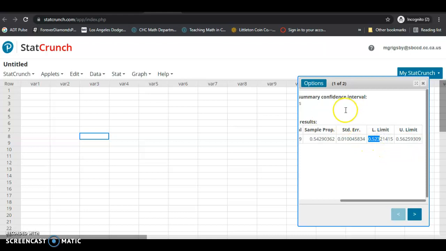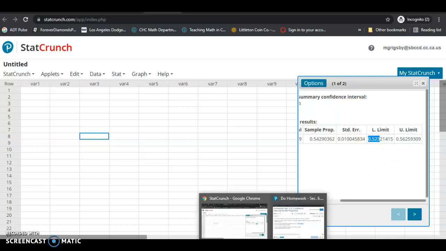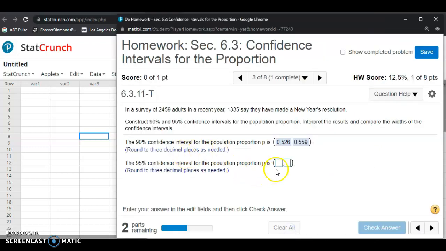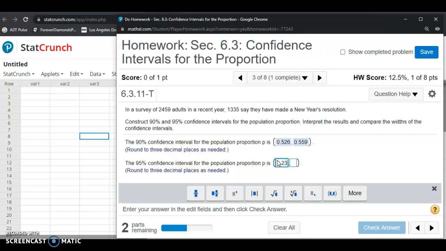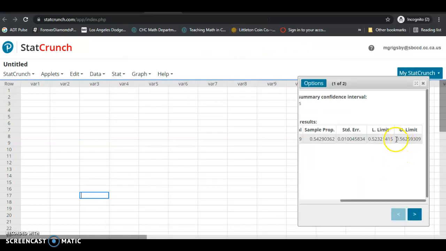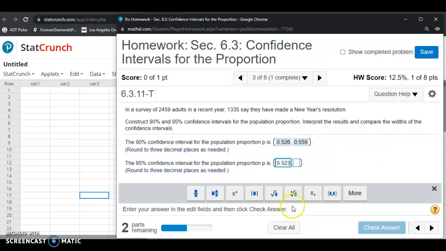For the 95% interval, the lower limit is 0.523. What you'll notice is that it's a little lower than the lower limit of the previous interval. Then the upper limit is now 0.5625, so that 2 at the end is going to get rounded up to a 3. It's 0.563 when rounded properly, which is slightly higher than the upper limit of the previous interval.